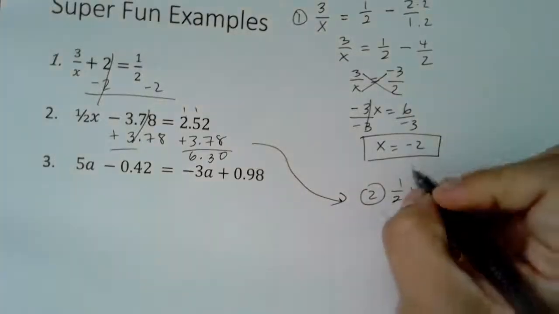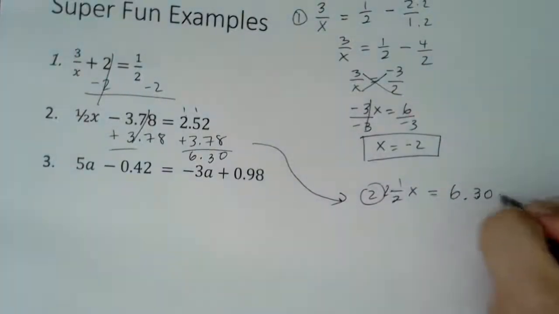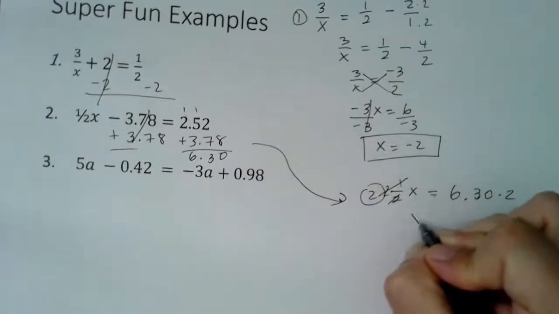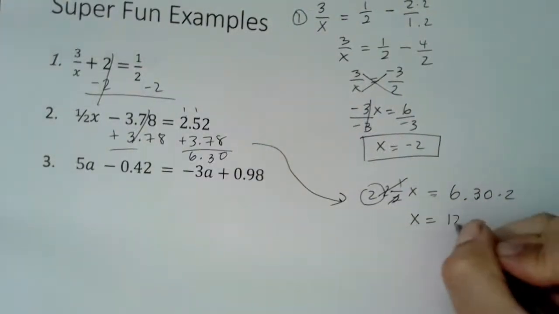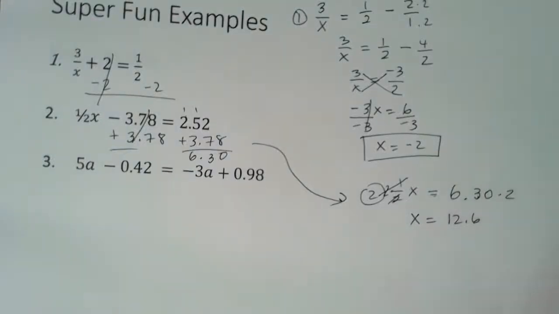So let's go ahead and multiply both sides by 2. Okay, that will cancel this. So you get x is equal to 1260, or 12.6. Okay.